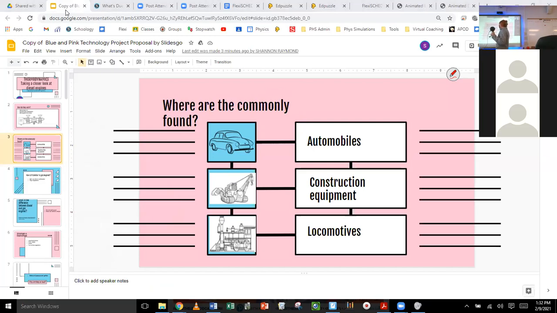So where are they commonly found? They're mostly found in big trucks and heavy machinery, construction equipment, and locomotives like trains and things like that.